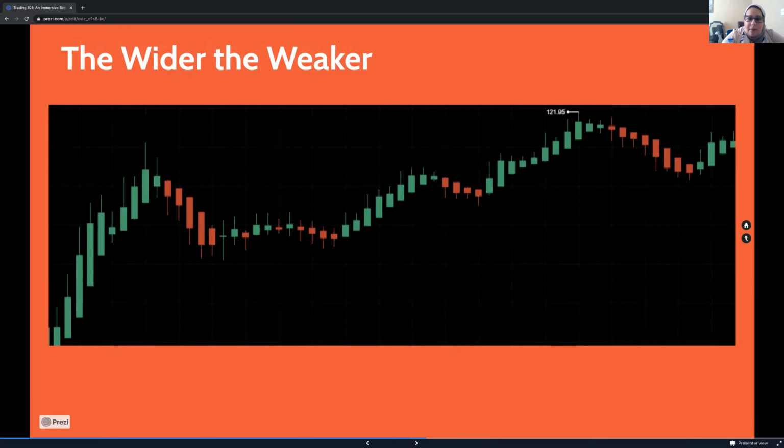Okay, the other guideline is the wider, the weaker. What I mean by wider, and this one is probably the hardest to demonstrate, is when you're looking at a chart and there's a time period with a lot of candles next to each other. It's not the individual candle. The individual candle does not change the width. I'm talking about an area with a whole bunch of candles, a wide zone where all the candles are next to each other.